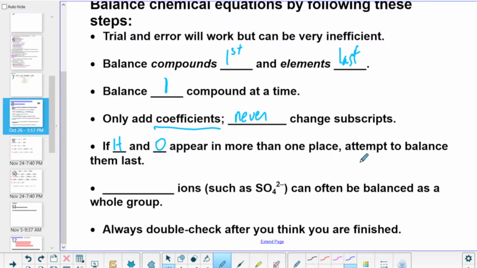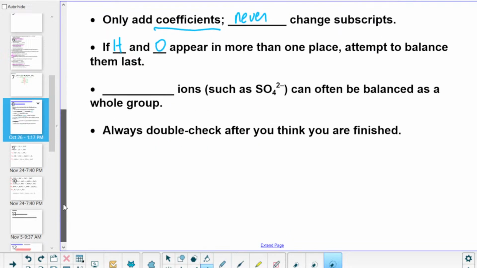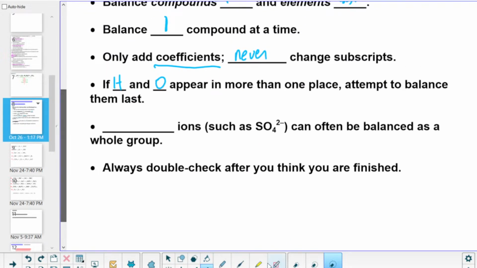If they appear in more than one place, like they did in our H2O2, not that particular example, because they're the only ones there, actually. That's a terrible example. If you were looking at one, they appear in more than one place, balance them last. They'll often just work out. And if they're both there, pick the simplest one first.